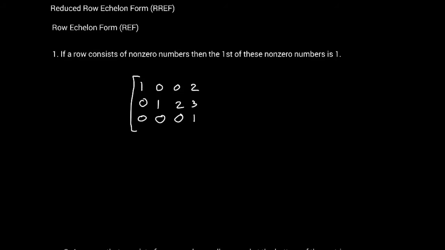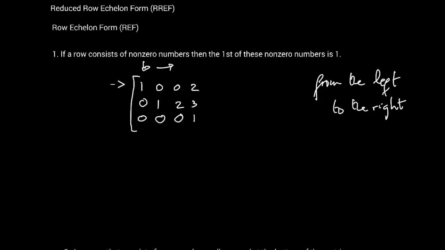So what this property says is that a matrix is in both REF or RREF if the first number that you see, and when I say first, we mean always from the left. So we start from the left to the right. Whenever we say the first, we're talking about column 1. So we start at the first column, and we move towards the right. So here, this is your first number. The first non-zero number you see is 1.